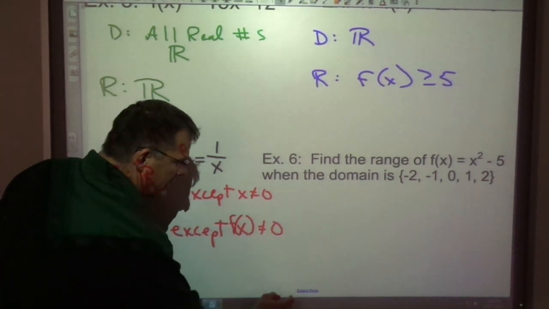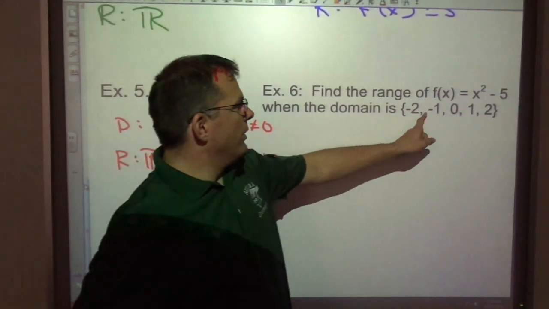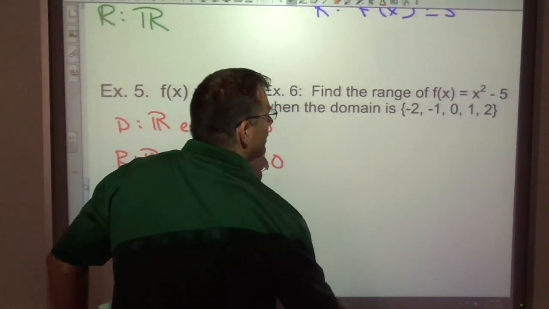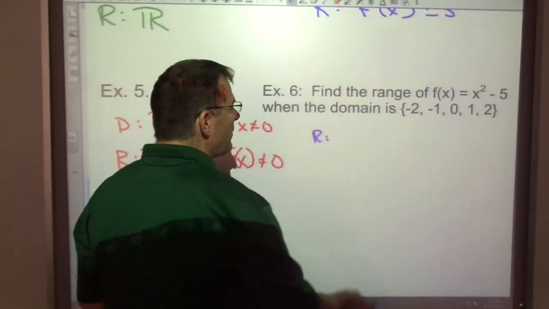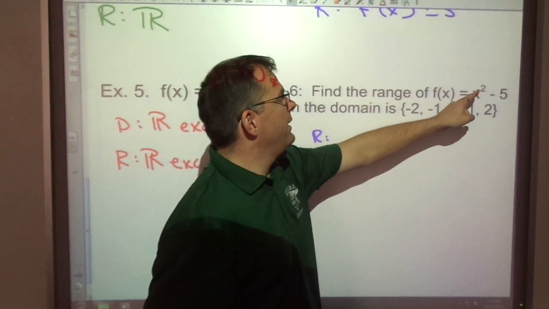The last one, they give us a domain of a couple numbers. 1, 2, 3, 4, 5 possible numbers, and they say find the range. So the range, if I plug -2 in, -2 squared is +4.